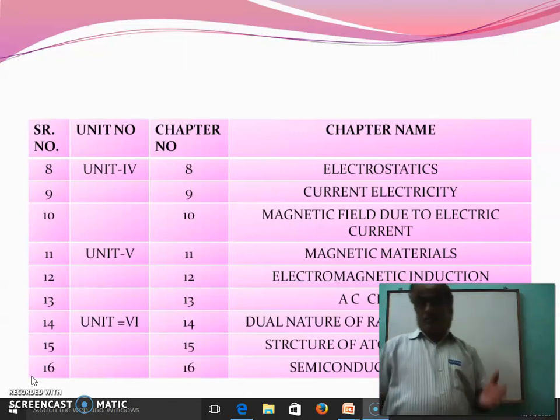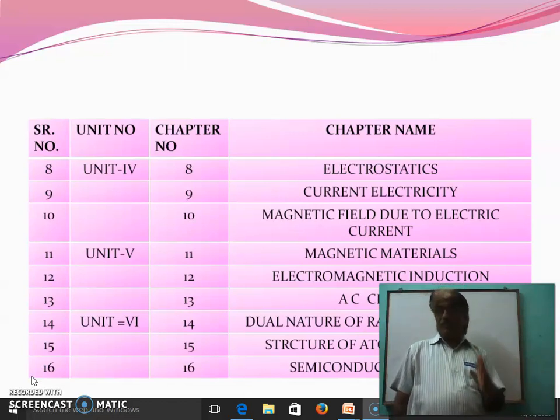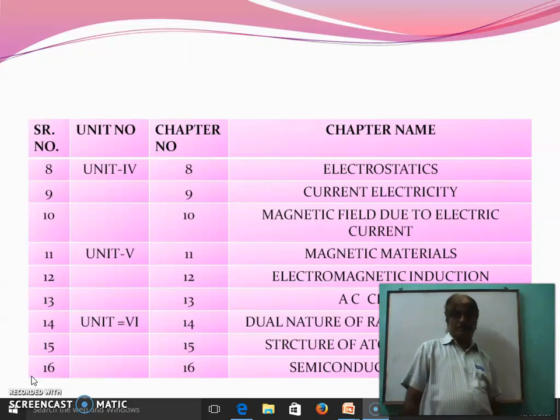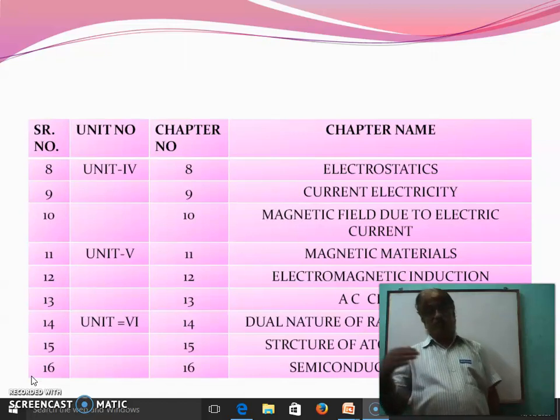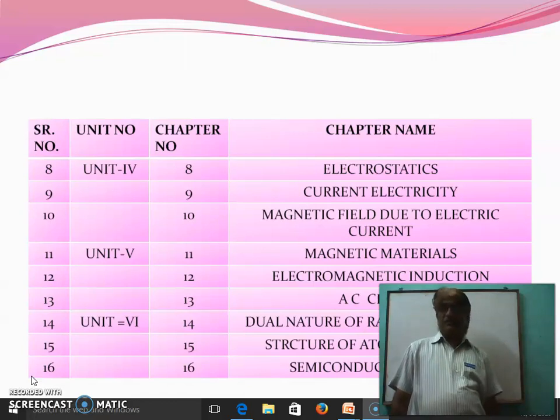So here, in this chapter, the moving coil galvanometer and its application are included: the galvanometer can be used as a voltmeter and an ammeter. And the moving coil galvanometer can also be included in the next chapter, magnetic field due to electric current. In this chapter, the cyclotron can also be studied.